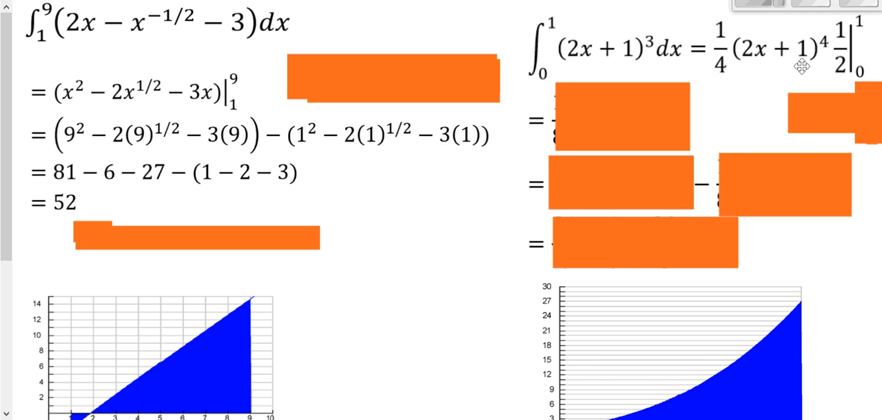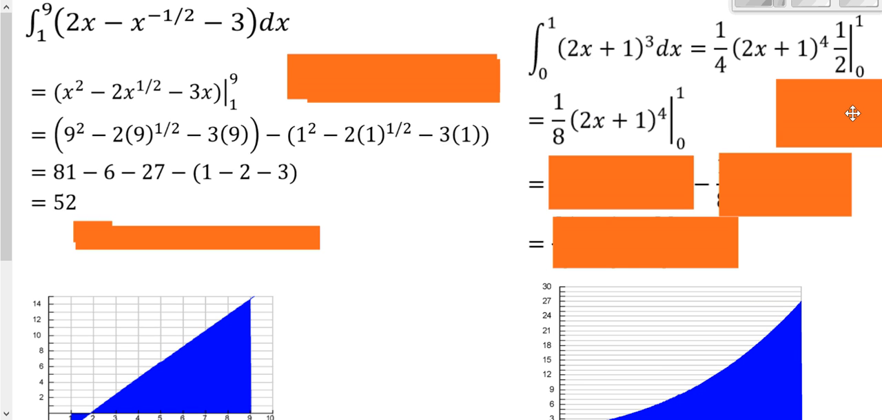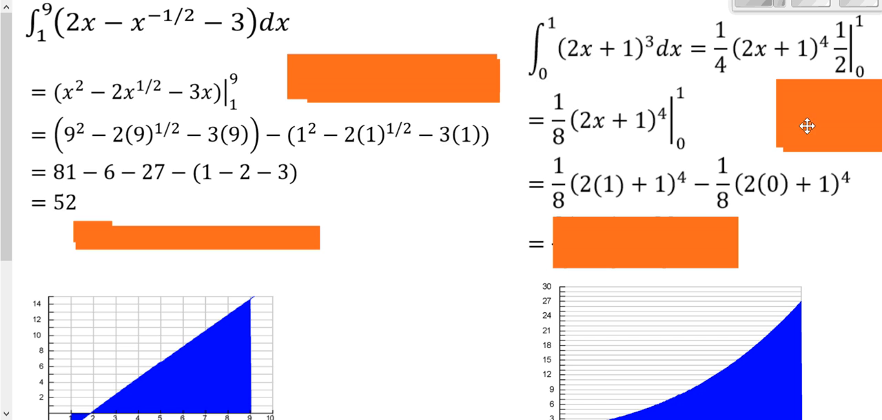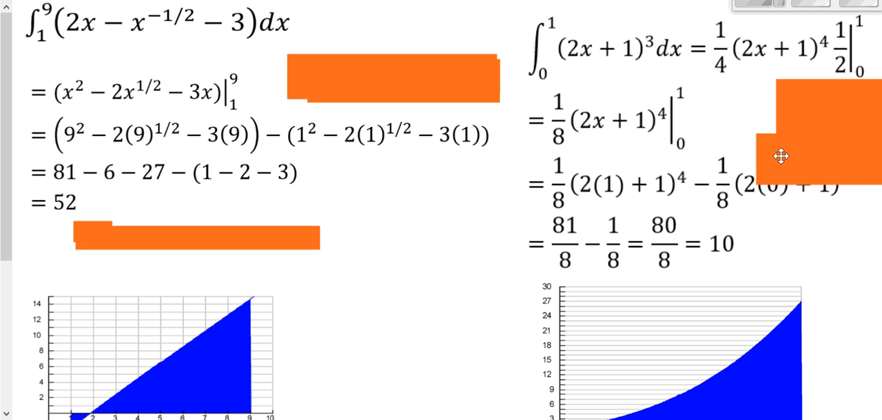Well, our 1/2 and our 1/4 really gives us a 1/8. So now all we have to do is plug in 1 minus what we get when we plug in 0. Some problems like this are pretty easy to do in your head. If you did want to go ahead and just type in this whole line into your calculator all at once, that would be perfectly fine. In either case, you end up getting 10.